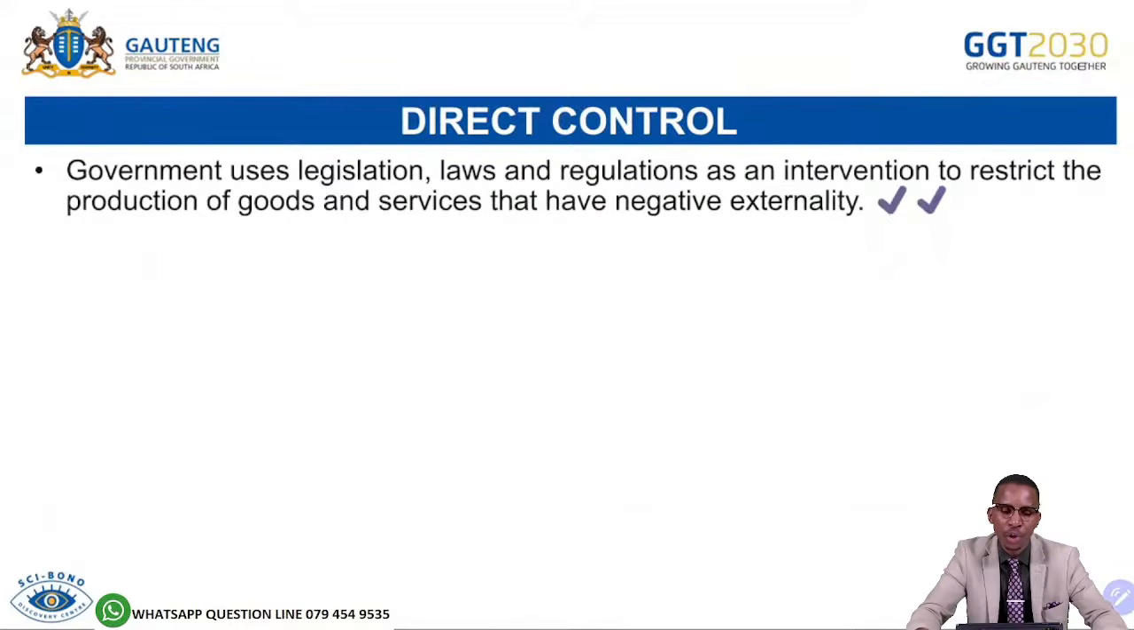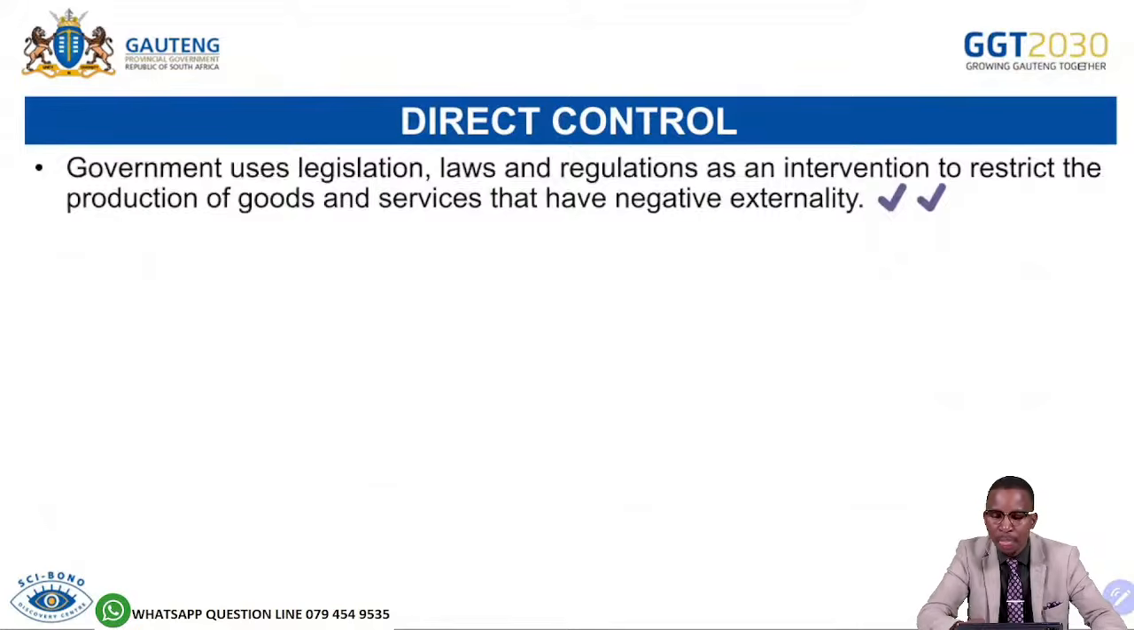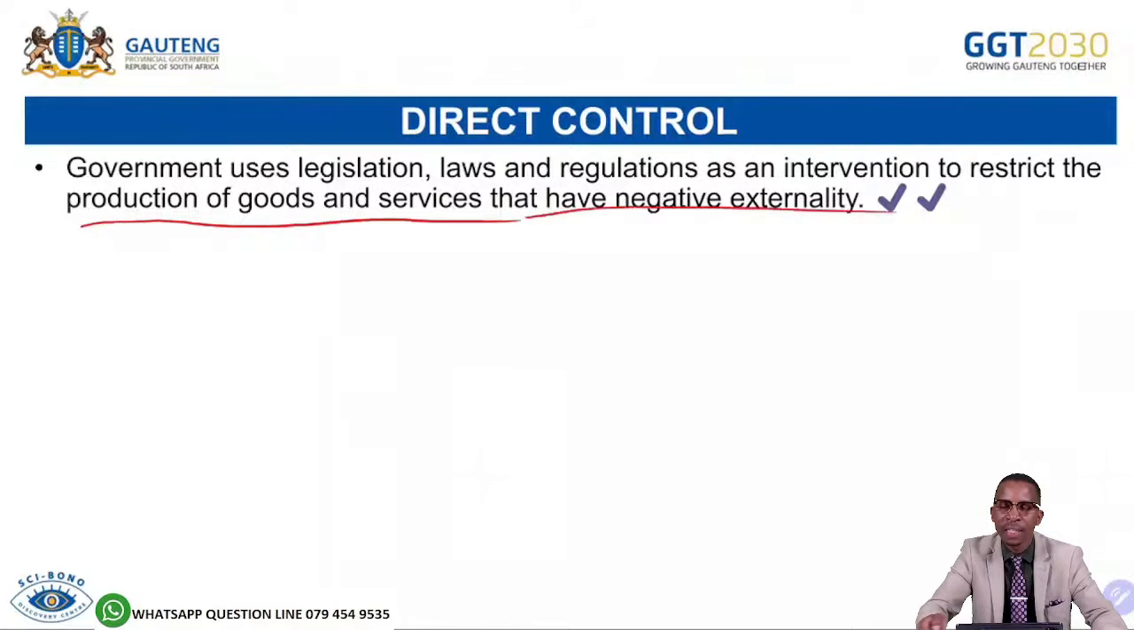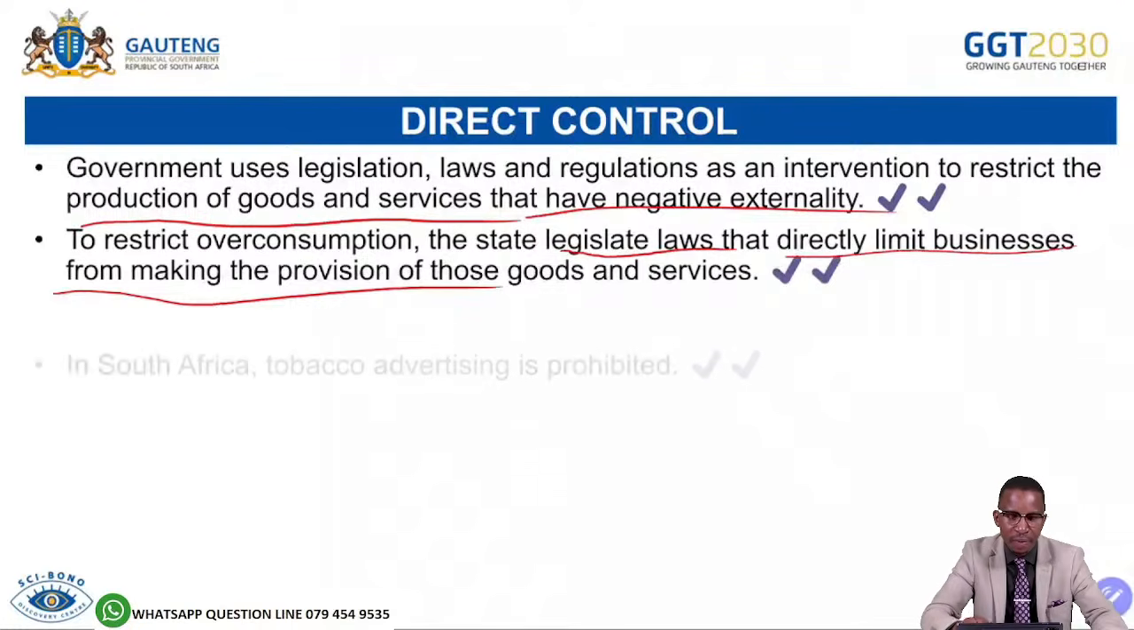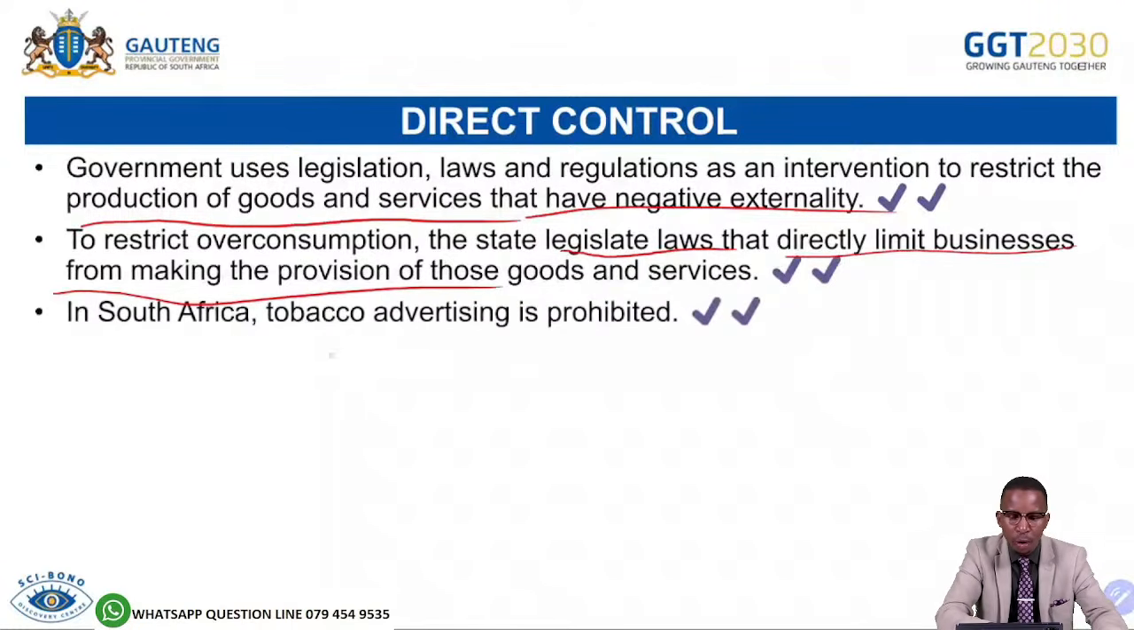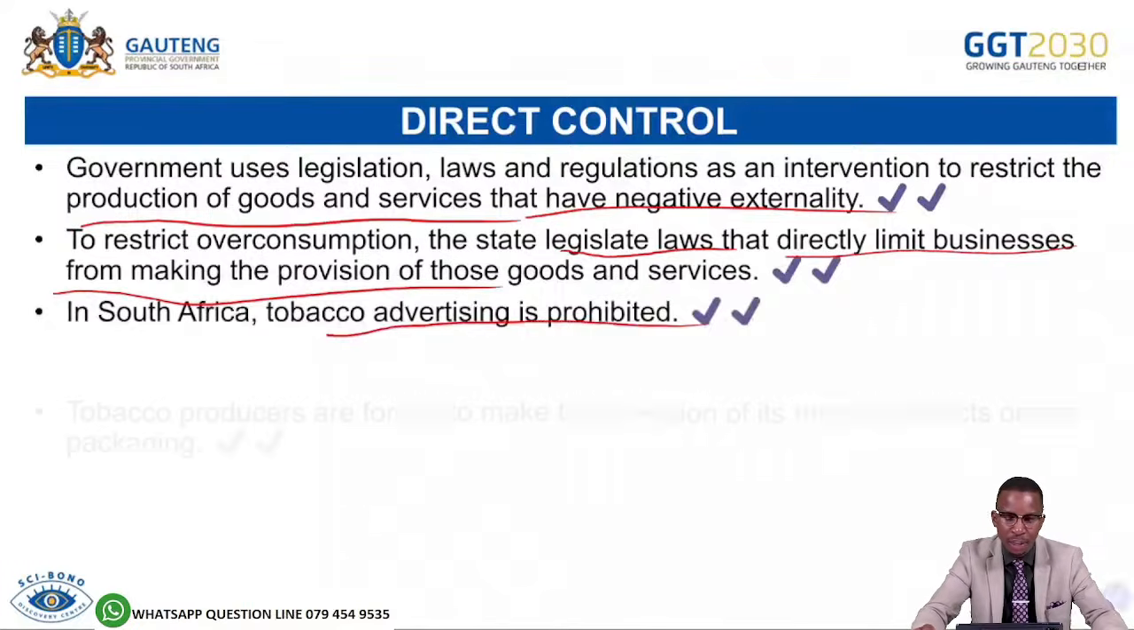Then we have direct control, which is a state intervention. The government uses legislation, laws, regulations as well as bylaws as an intervention to restrict production of goods and services that have negative externalities. And then we continue to restrict overconsumption. The state legislates laws that directly limit businesses from providing those goods and services. Then in South Africa, tobacco advertising is prohibited, it is not allowed.